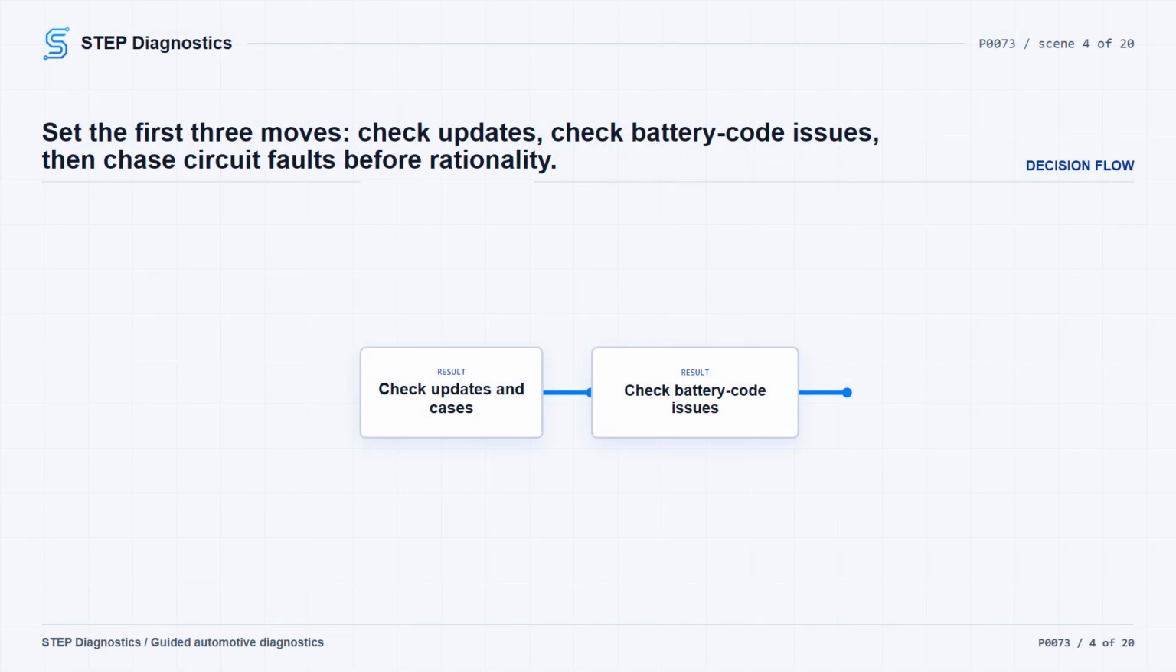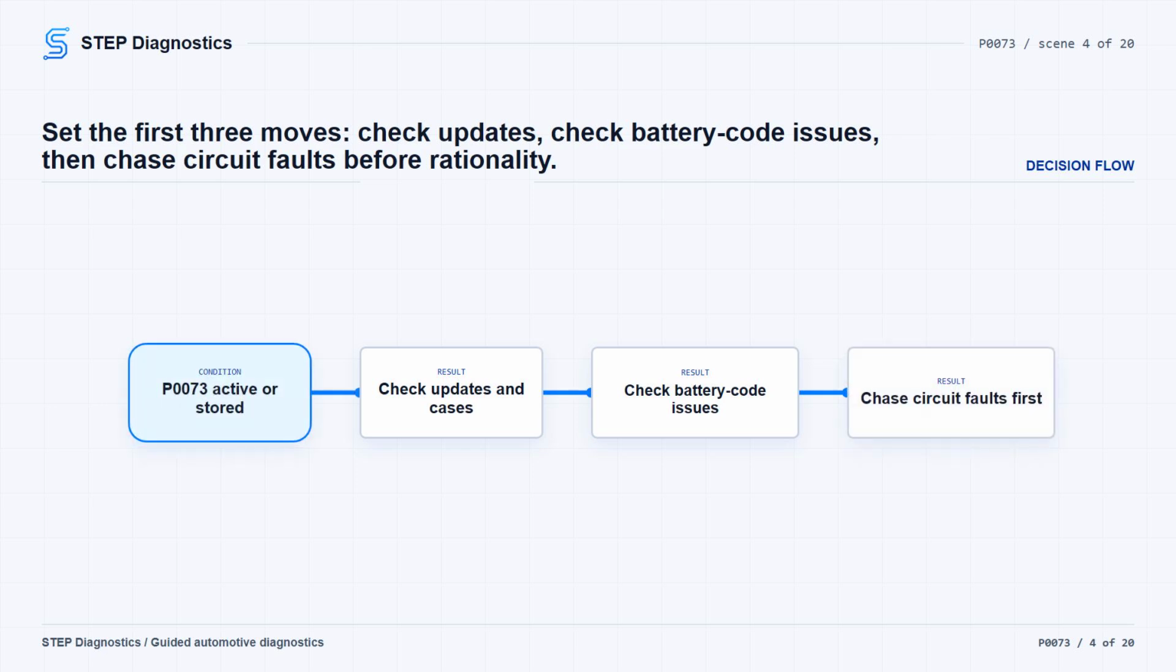Start with the basic system checks. Look for any applicable bulletins, StarOnline cases, or ECU flash updates for the code or symptom. Then check for battery voltage codes, because low battery voltage can set faults. From there, handle circuit faults before chasing rationality or performance behavior.